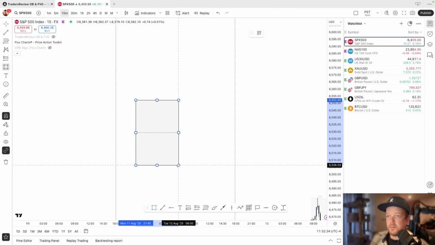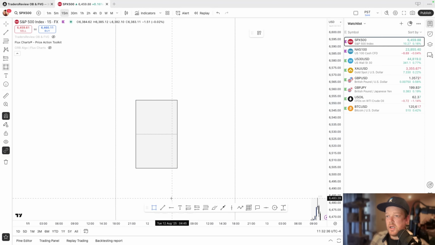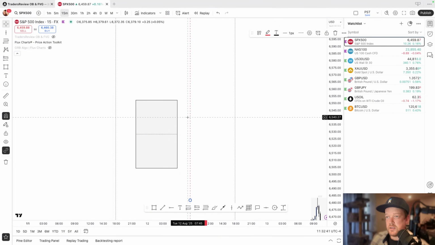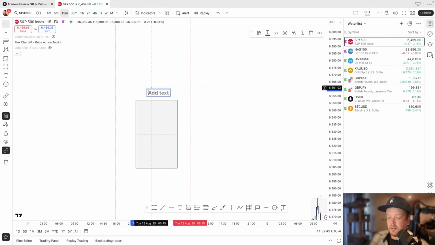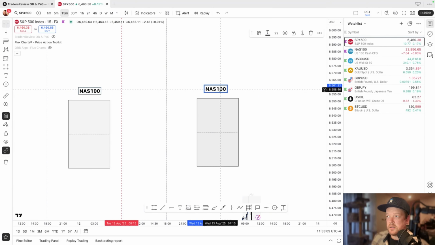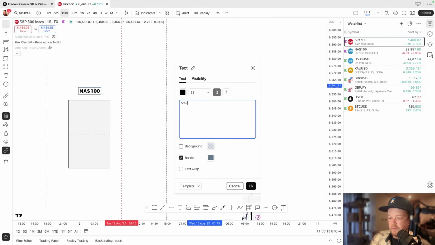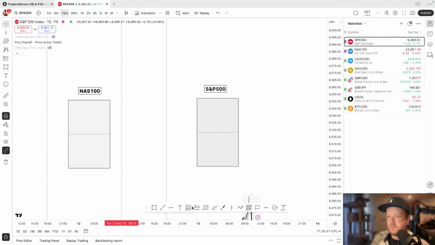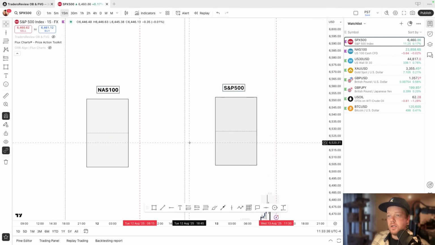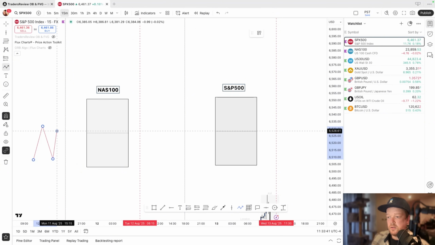Let's say, for example, we have our London session and then New York is going to start at 9:30. So, this is going to be New York Open. So, let's say, for example, this is going to be Nasdaq, NAS100, and this is going to be the S&P 500. So NAS100, S&P 500, and then New York Open here for both. So let's say, for example, London session has done this. It goes like this.